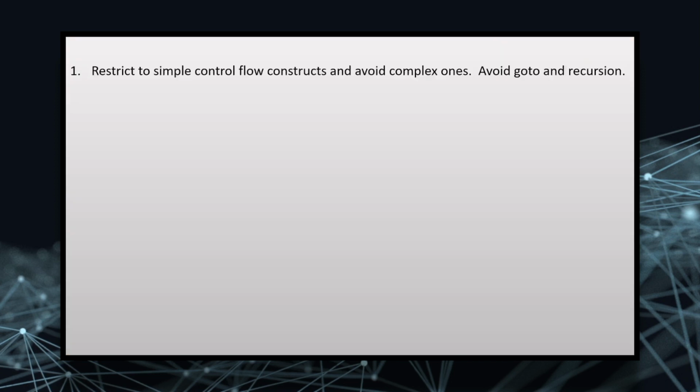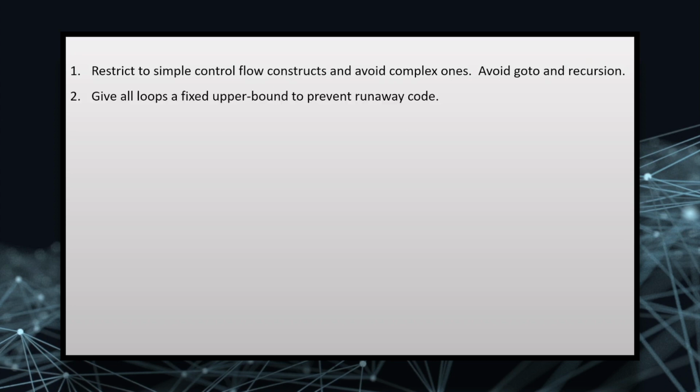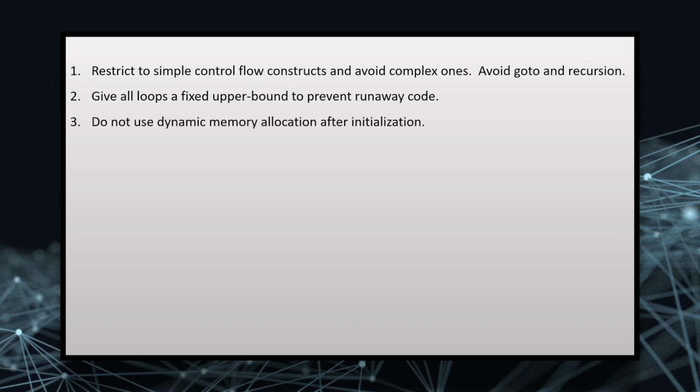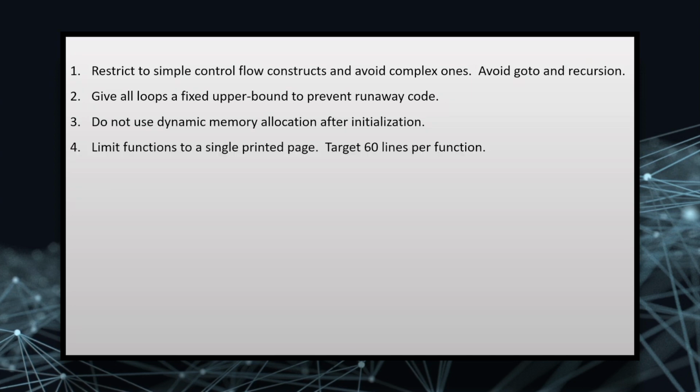I will quickly mention the 10 rules though. Rule 1, restrict to simple control flow constructs and avoid complex ones. Avoid goto and recursion. Rule 2, give all loops a fixed upper bound to prevent runaway code. Rule 3, do not use dynamic memory allocation after initialization. Rule 4, limit functions to a single printed page. Target a maximum of 60 lines per function.